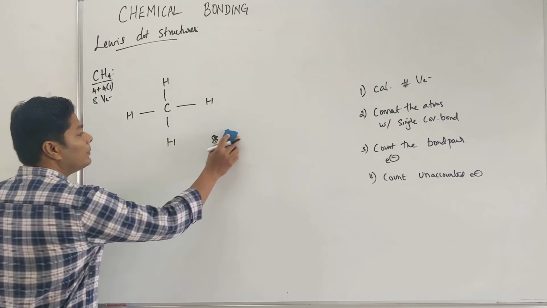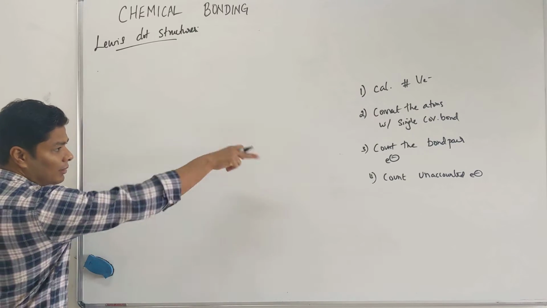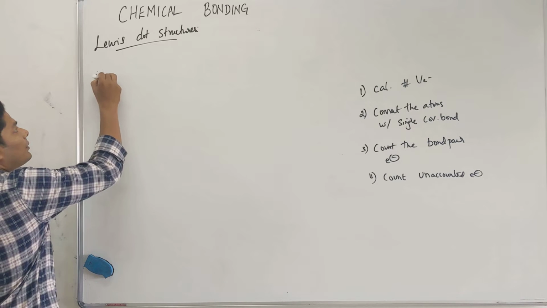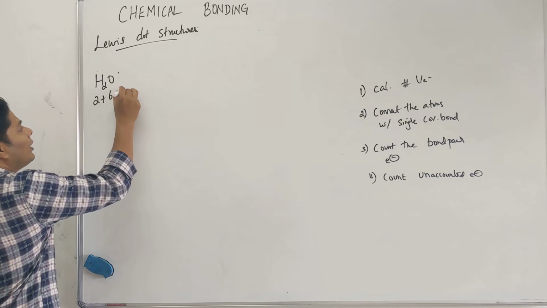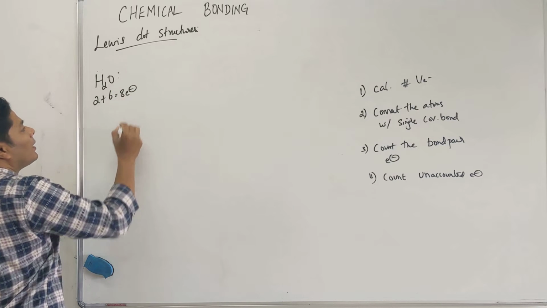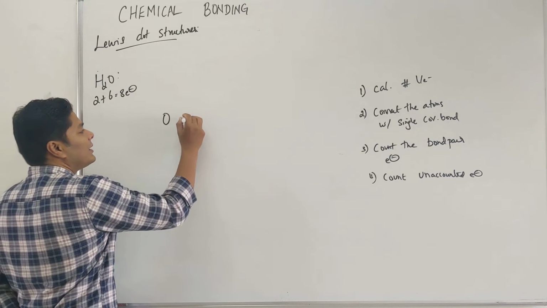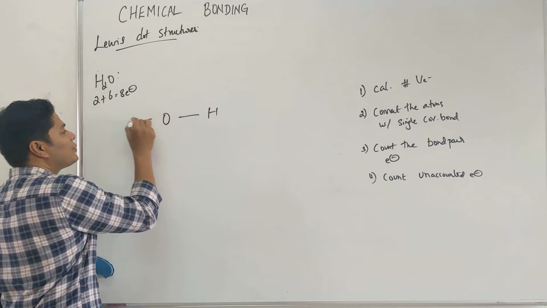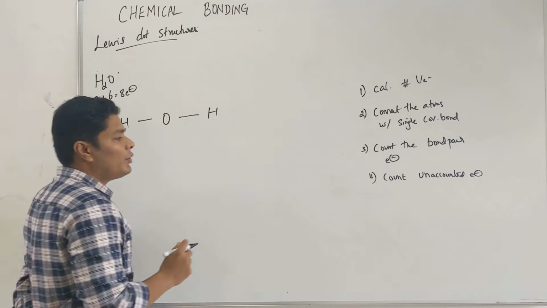Now we will go into something which doesn't finish off right here. For example, water, H2O. I have 2 plus 6, okay, 8 electrons. I know my oxygen is the central atom. I connect my hydrogens through a single bond. Now what do you want to do?